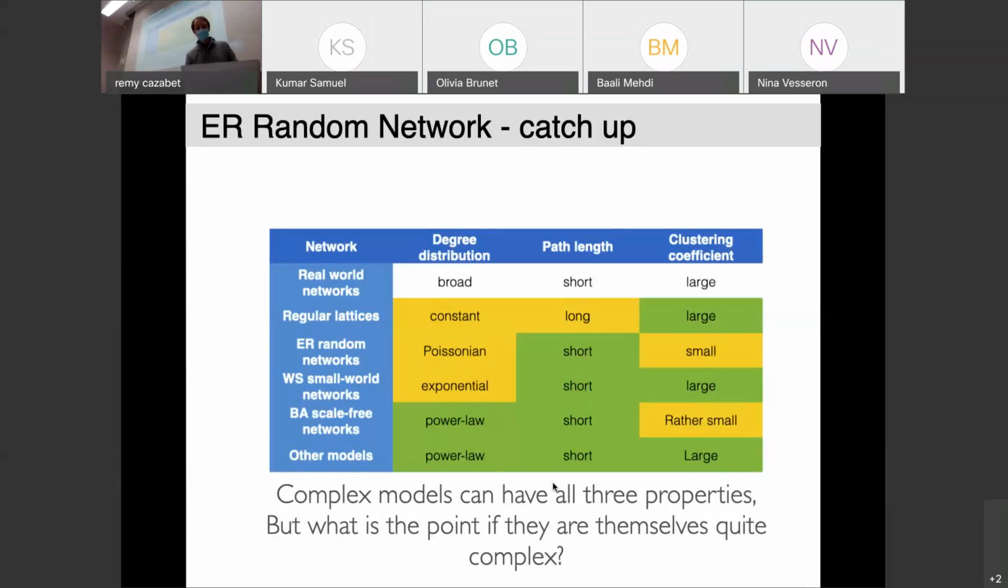You need to take other neighbors. You need to have some parameters. So in the end, okay, you can get the degree distribution, the path length, and the clustering coefficient. But well, what can you say with that?